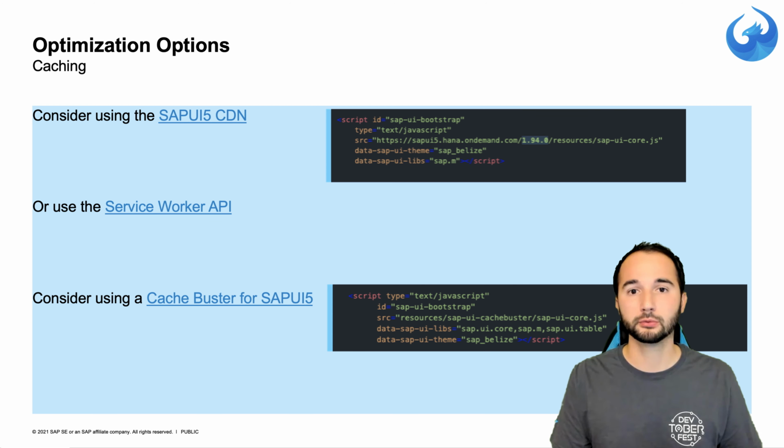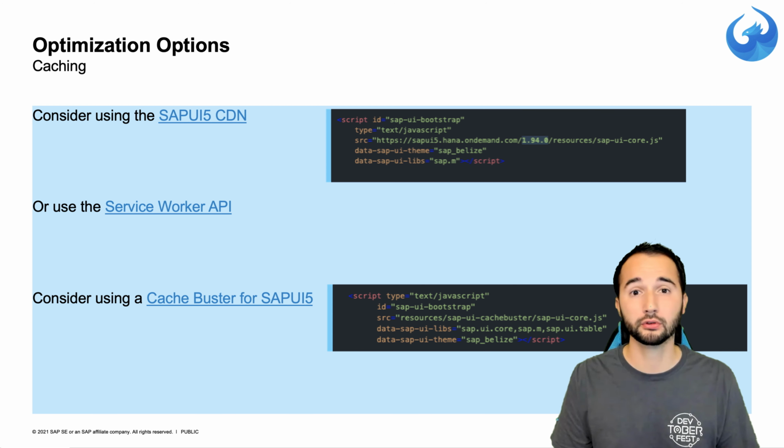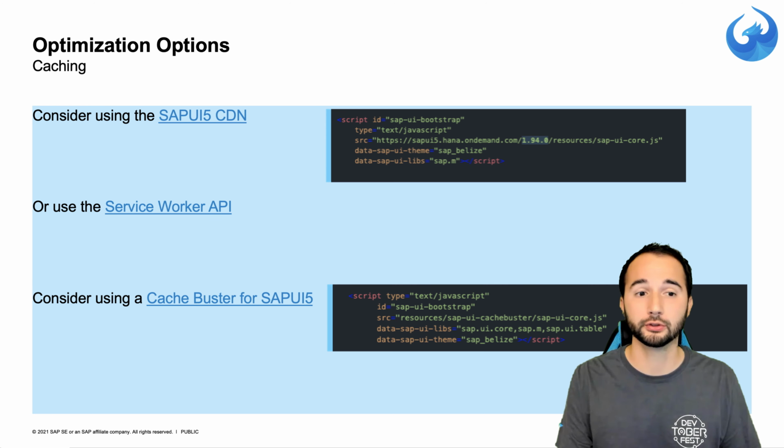The second option would be to use the Service Worker API that is available in all modern browsers. That helps you to store, to cache other resources that are not the standard UI5 libraries or SDK, for example. And if you run your UI5 apps from an ABAP server, have a look at a Cache Buster, which is also an interesting option for you.